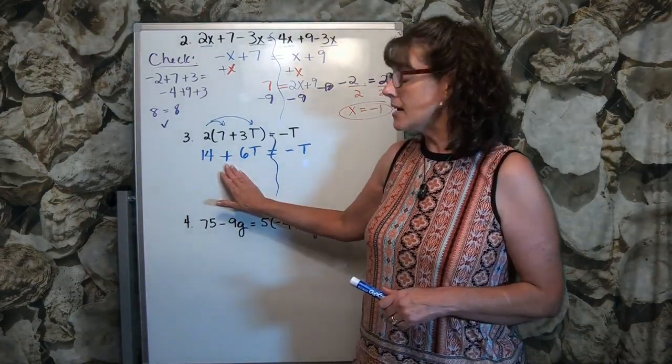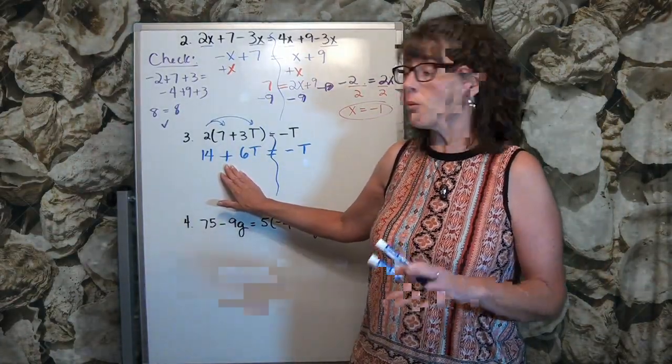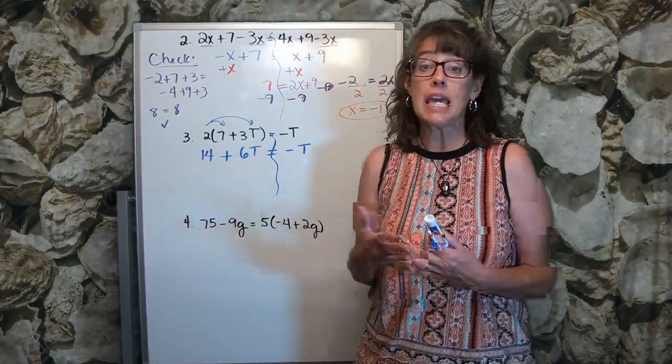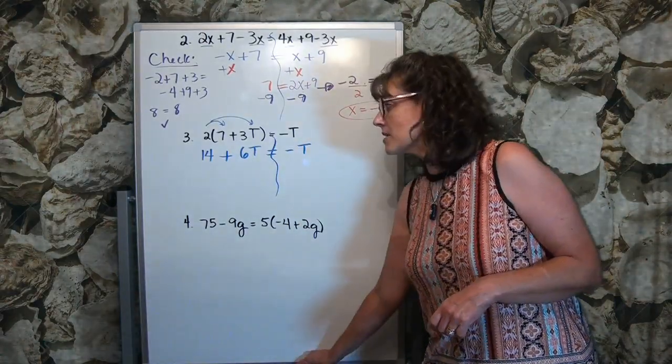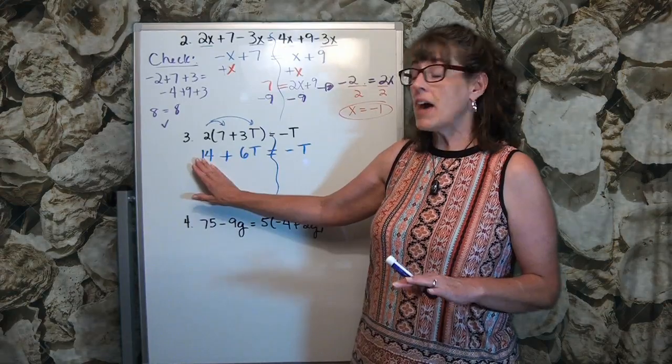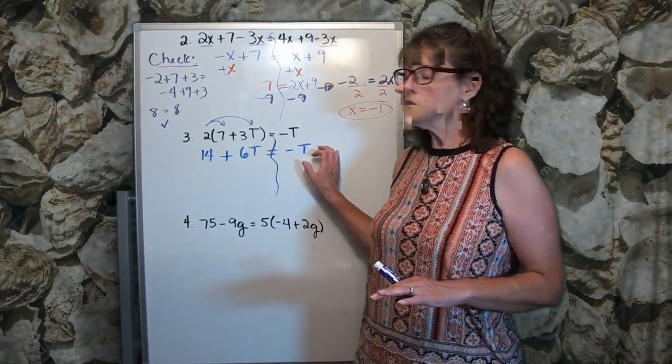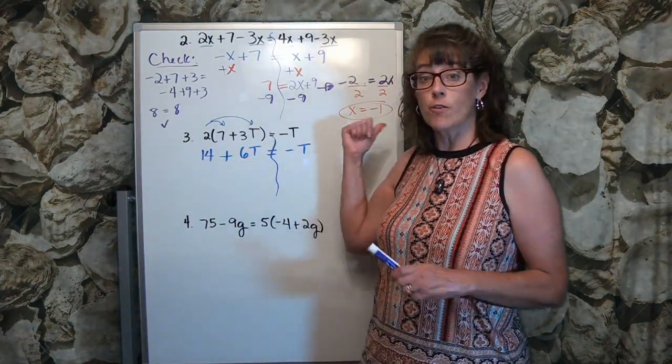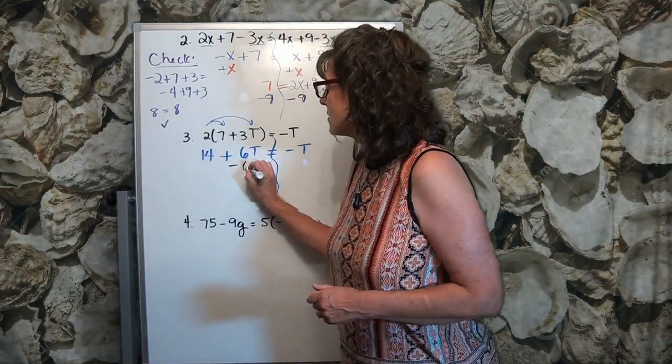Now, can I simplify this side any further? No, because I've got a constant and a variable. They can't go together. So now I'm ready to separate them. Notice this is the only constant that I've got. That means there's no constants over here. So that means this variable has got to slide over there. So I'm going to get rid of it and subtract 6t.